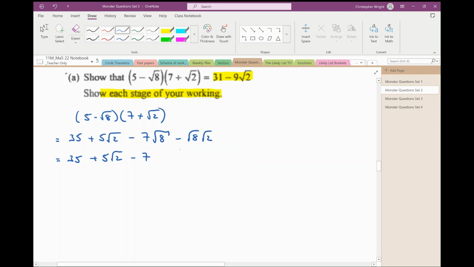Now root 8 is the same as the root of 4 times 2. Minus, now root 8 times root 2 is just root 16. Okay, 35 plus 5 root 2.